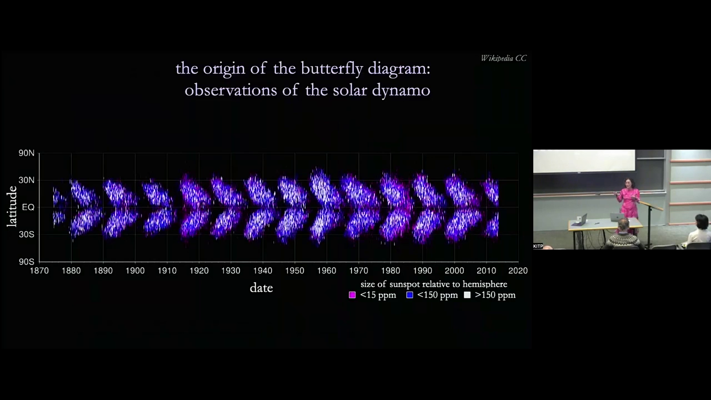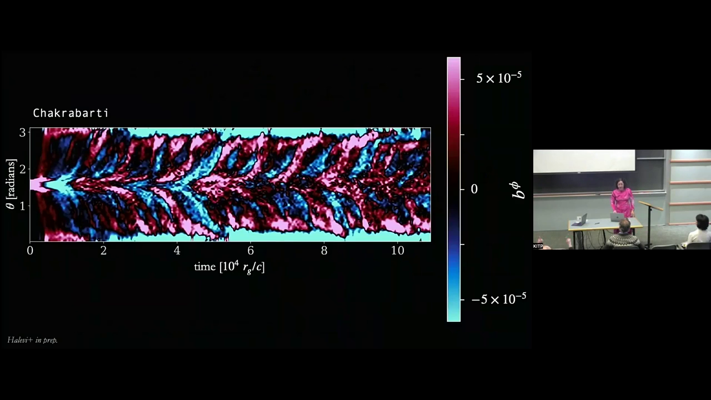Already have been introduced to the butterfly diagram, but for the sun people, the origin of the butterfly diagram is from observations of the solar dynamo, where you see sunspots drifting towards the equator. And we see this dynamo in my disk simulation. So this is for the Chakrabarty disk, the thinner one. And you see a very nice evidence of this butterfly diagram happening here.